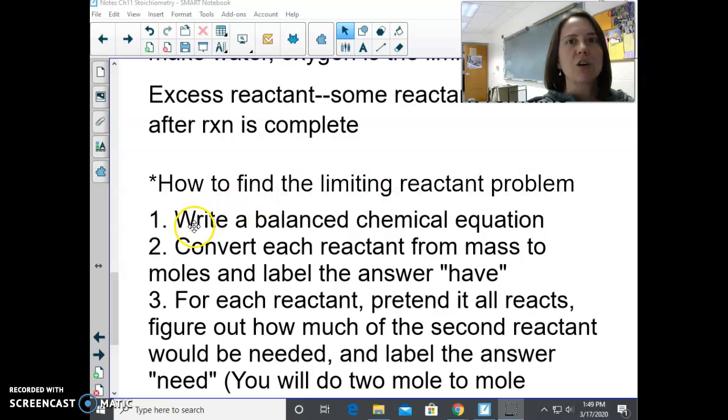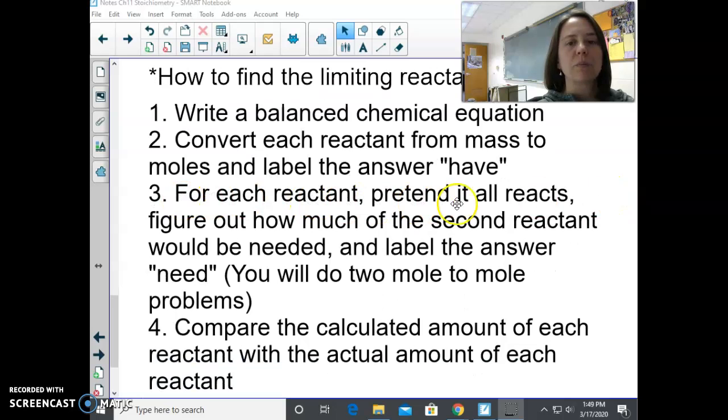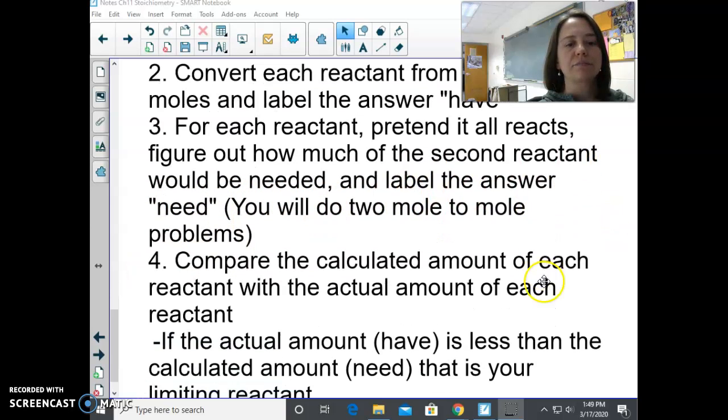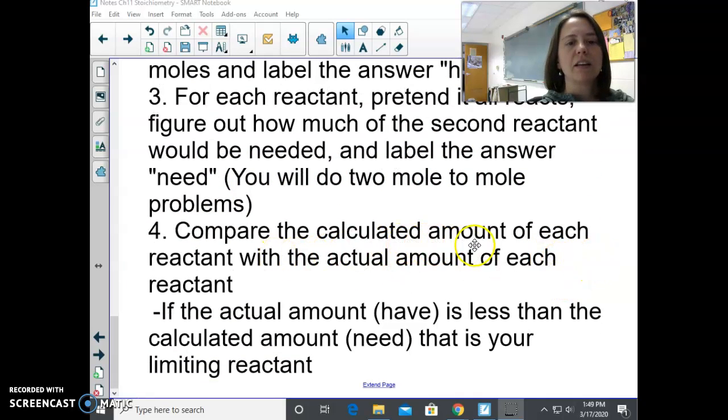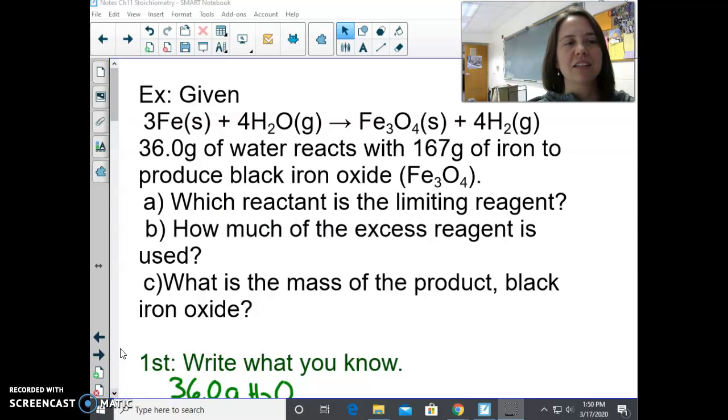And we've been working on limiting reactant problems. So first off, as always, we write a balanced chemical equation. We convert each reactant from mass to moles and label the answer have. And for each reactant, we pretend it all reacts. We figure out how much of the second reactant would be needed and label the answer need. Then we compare the calculated amount of each reactant with the actual amount of each reactant. And if the actual amount, or have, is less than our calculated amount, our need, that one is our limiting reactant.